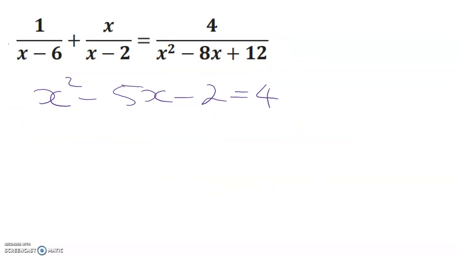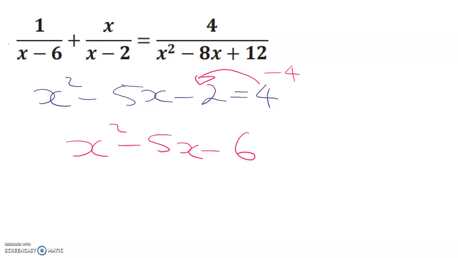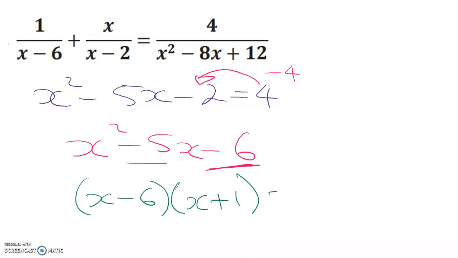solve. So in solving a quadratic, we want everything on the left, so I'm going to move the 4 over. So I end up with x squared minus 5x minus 6. And to solve that, or factor it, I need 2 values that multiply to negative 6 that give me negative 5. And that is negative 6 and positive 1. So that means my x is going to equal 6 and negative 1.